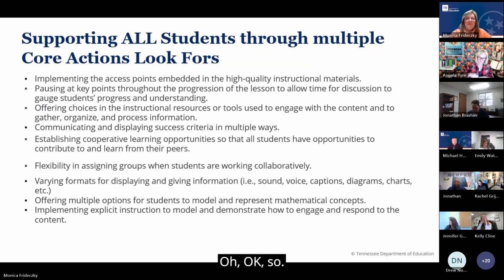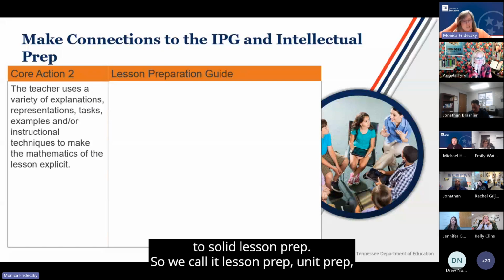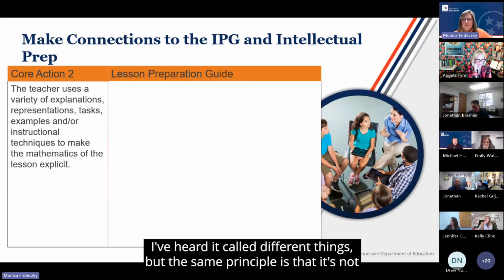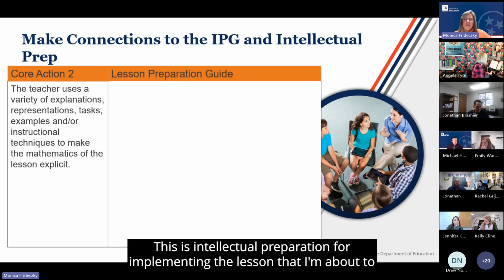Okay. So here's what we know. We know that great lessons are connected to solid lesson prep. We call it lesson prep, unit prep, lesson internalization. I've heard it called different things, but the same principle is that it's not just a lesson plan, because my book gives me a lesson plan. This is intellectual preparation for implementing the lesson that I'm about to implement.